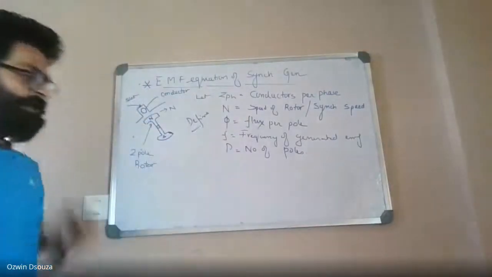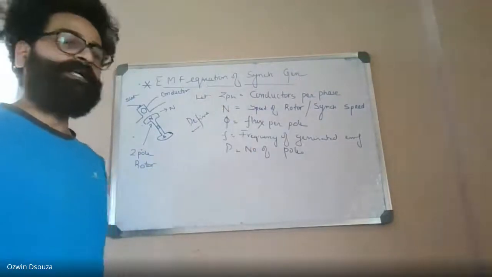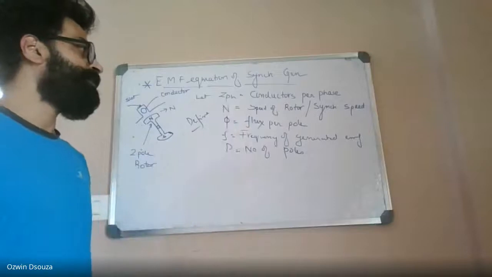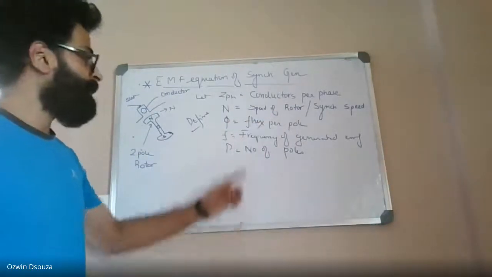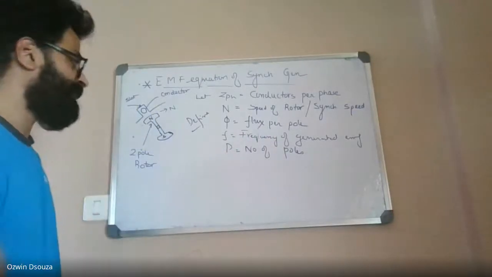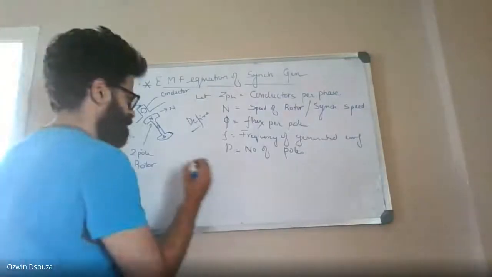So what we have done, we have defined the machine constants. Z phase, conductors per phase. N is speed of the rotor. Phi is flux per pole. And F is frequency of generated EMF. And P is equal to number of poles.